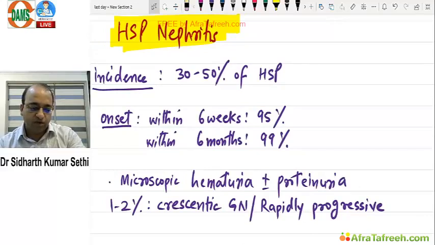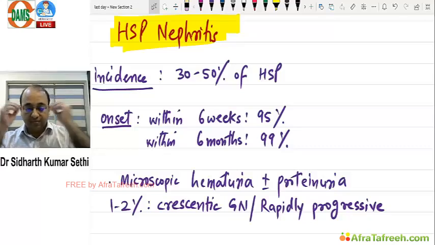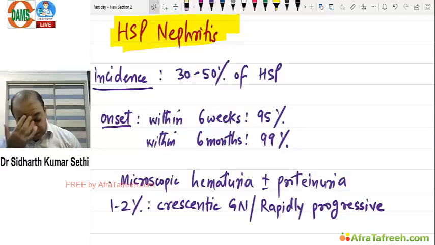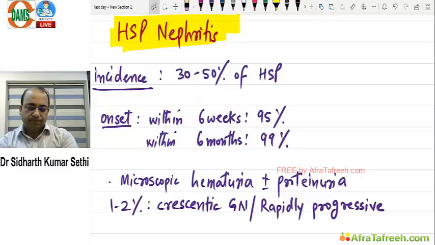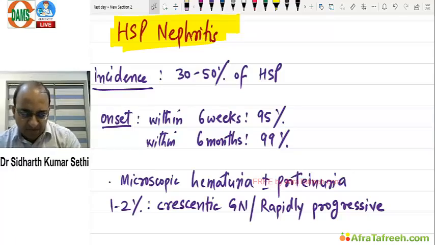Okay. So how do you treat HSP nephritis? Can I take you to the next point? So how do you treat HSP nephritis? Cool? All of you cool? Can I take you to the treatment? Can I take you to the treatment of HSP nephritis now? Next page.